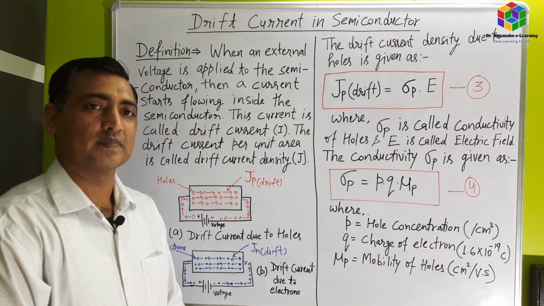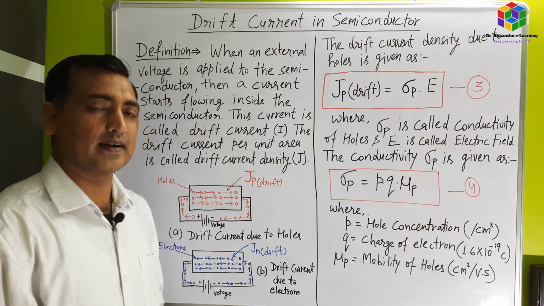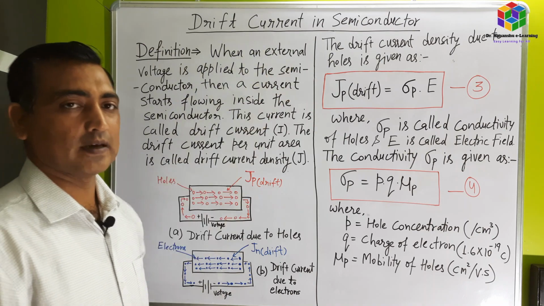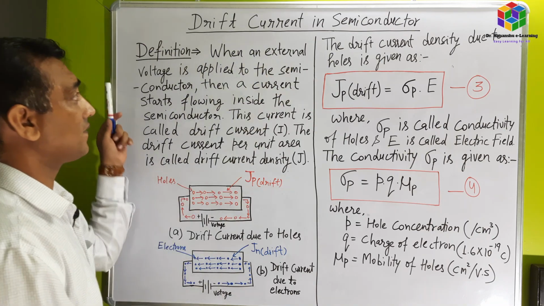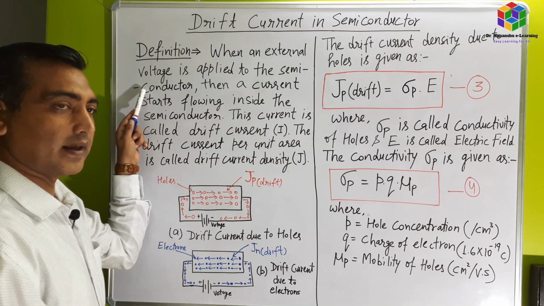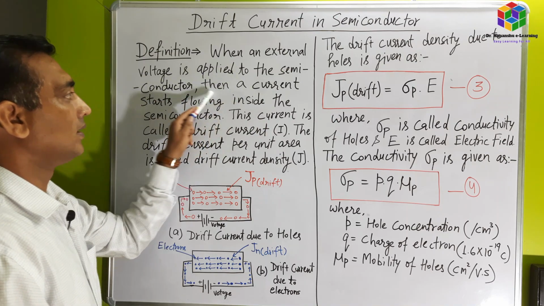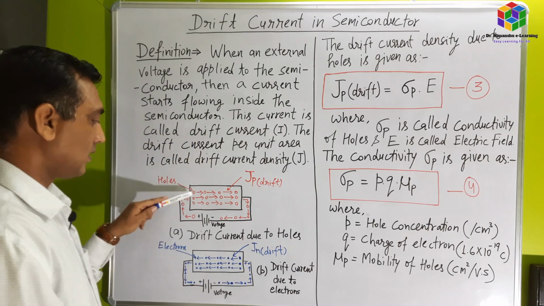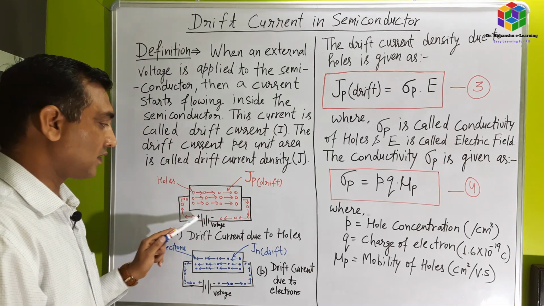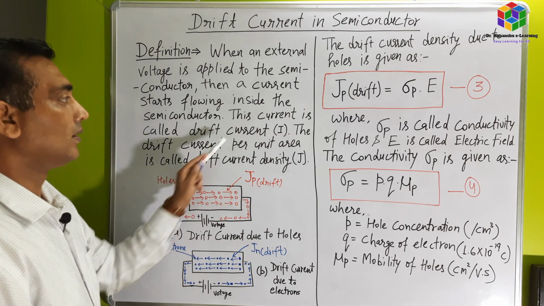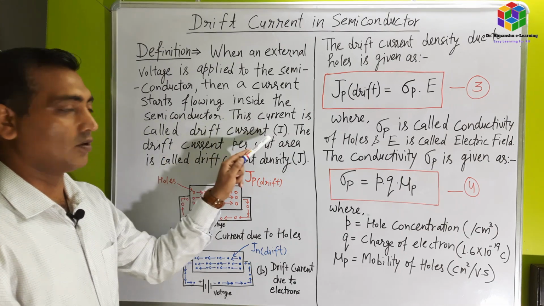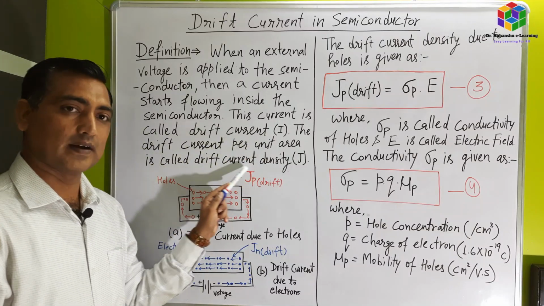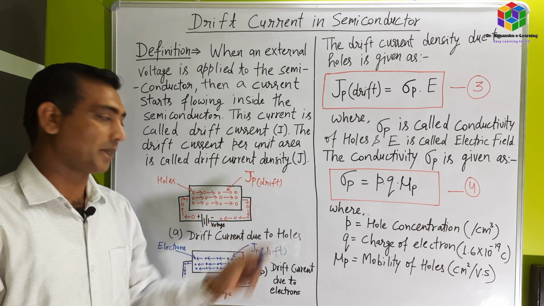Hello friends, after the discussion of diffusion current in semiconductors, now we will see drift current in semiconductors. So let us start with the definition. When an external voltage is applied to the semiconductor, then a current starts flowing inside the semiconductor. Means any voltage applied to the semiconductor will result in drift current in it. This current is called drift current and denoted by capital I. The drift current per unit area is called drift current density and denoted by capital J.